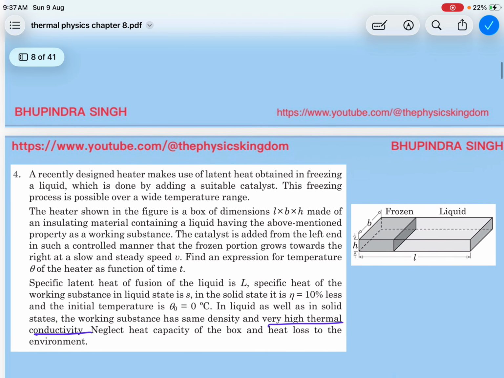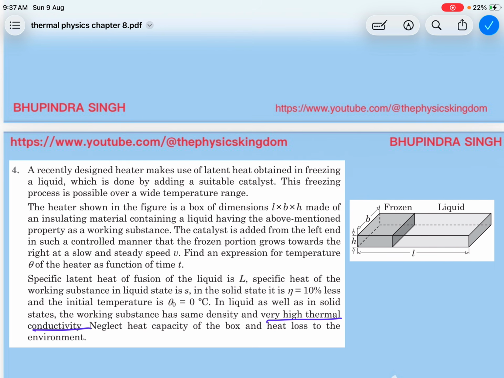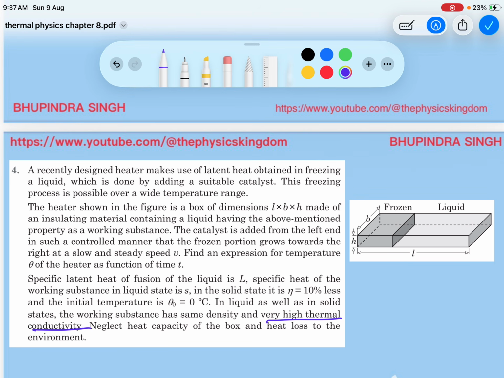Let's see what they are saying in the question. A recently designed heater makes use of latent heat obtained in freezing a liquid. So when a liquid is freezing, it will release heat. They are going to use the latent heat obtained in freezing of the liquid, which is done by adding a suitable catalyst, to convert the liquid to solid. This freezing process is possible over a wide temperature range, which means this property is different from water. Freezing can happen at any temperature, they are saying.